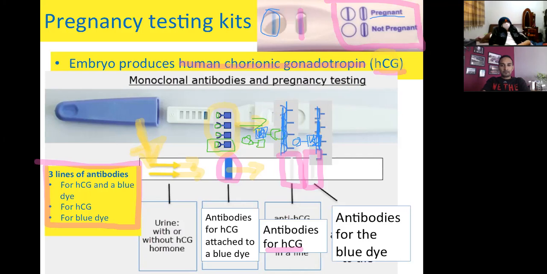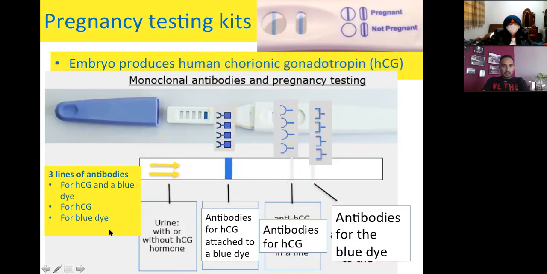But the second layer here says, like, here antibodies for HCG attached to blue dye. What if the urine doesn't have HCG? Wouldn't that not attach? Right. So let me clear this stuff and let Joseph into class. I'm not sure why he's trying to join class, but okay.